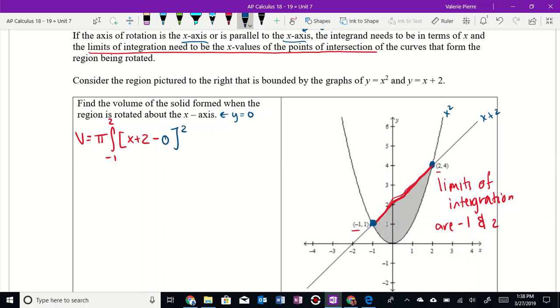Now, we're going to subtract our inner function squared minus our axis of rotation, which is 0 squared, dx. So this is a situation where we're going to take this space and rotate it. All this empty space needs to not be included, because all we're rotating is the area between these two curves.